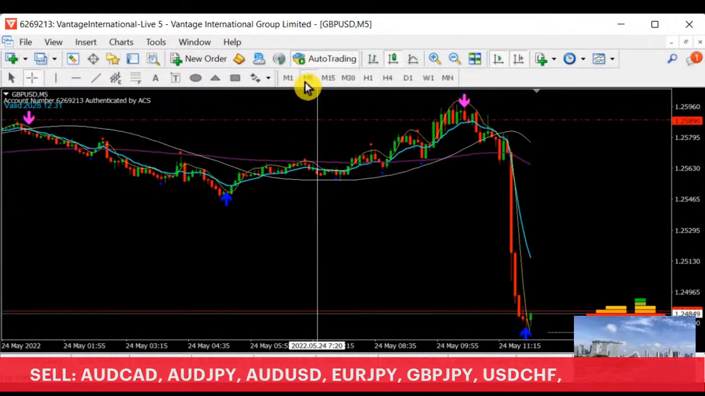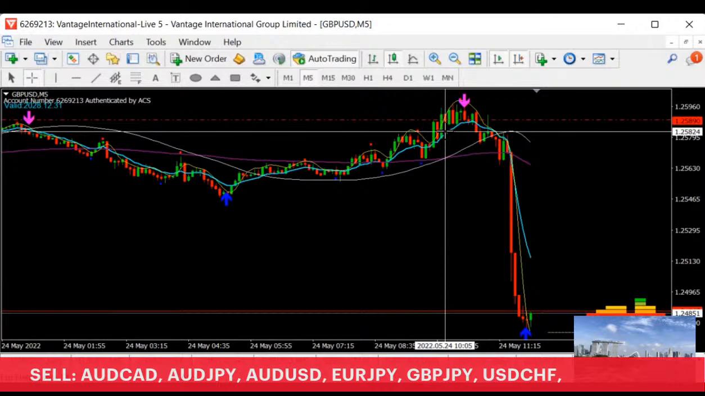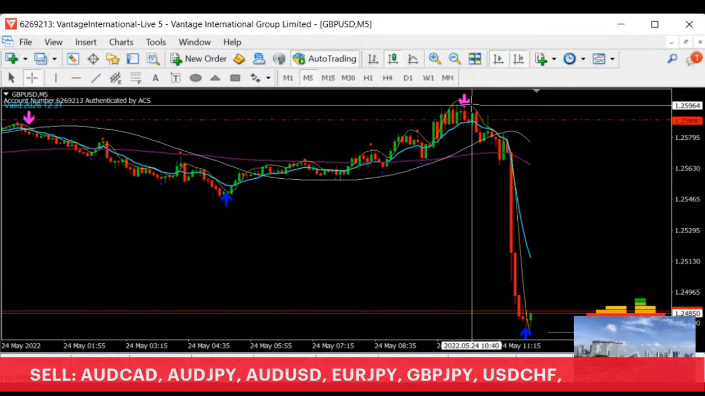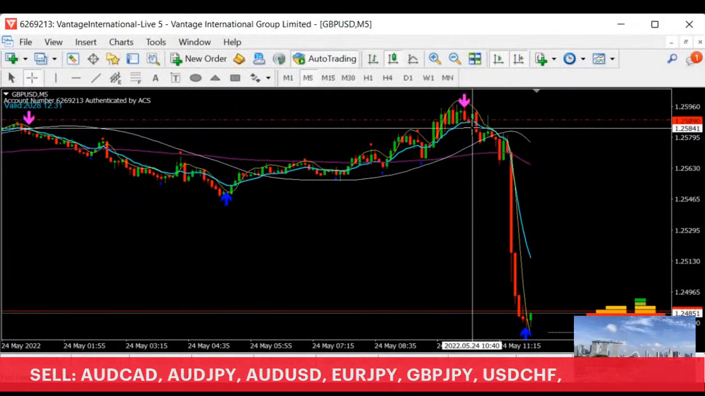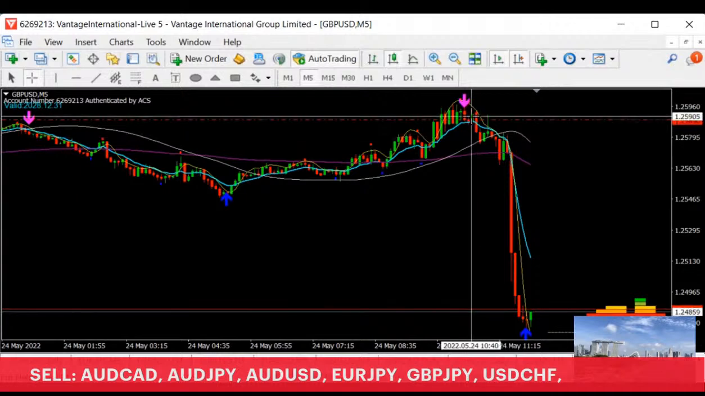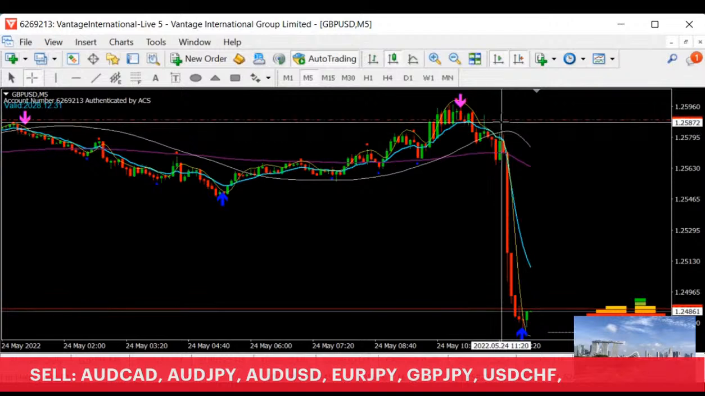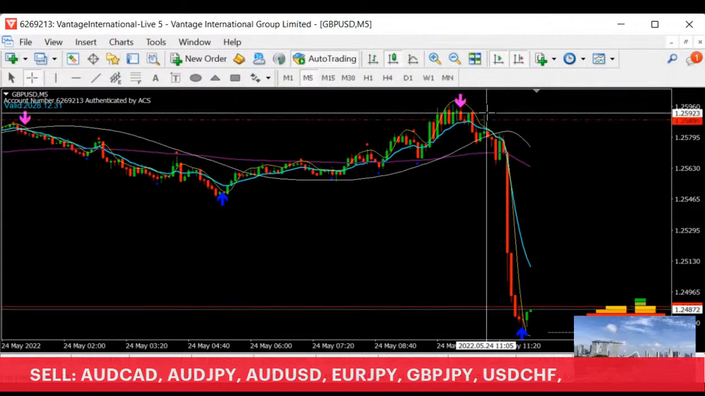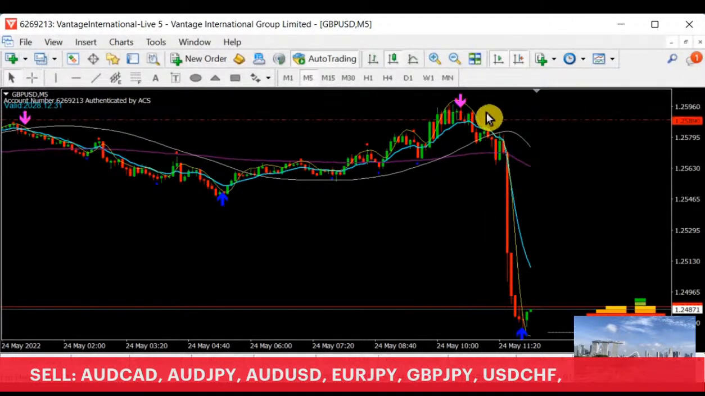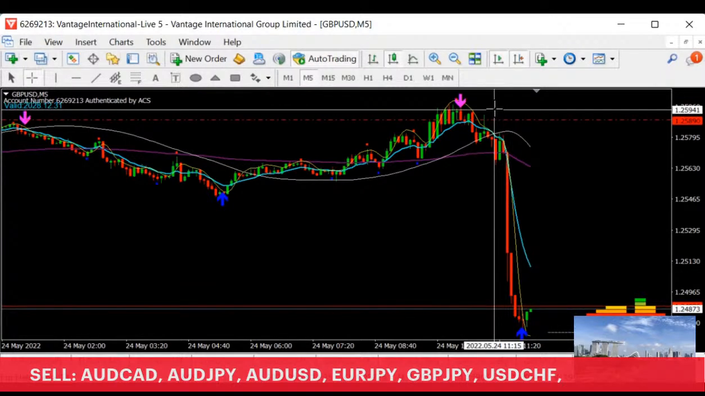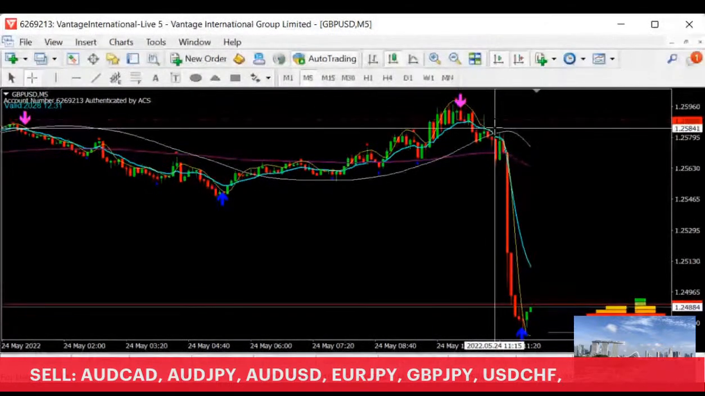So over here in M5, as we can see, it tested the resistance, came down, and went into the resistance area. And from the resistance area, it went up to retest the resistance once again. Can you see this rejection candle over here? The rejection candle actually tells me that this is a good chance to sell, a good chance to sell for this Pound dollar.